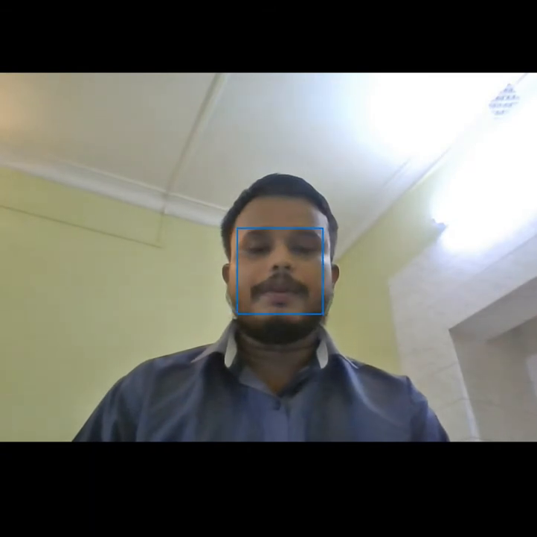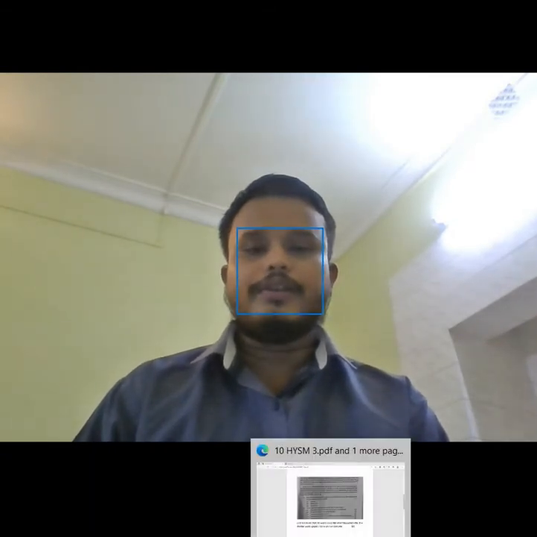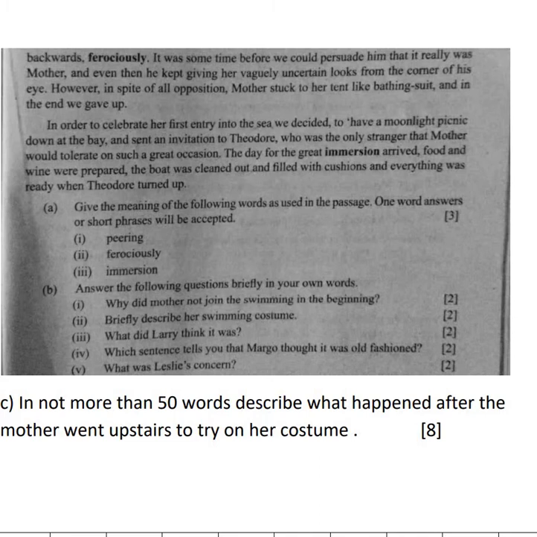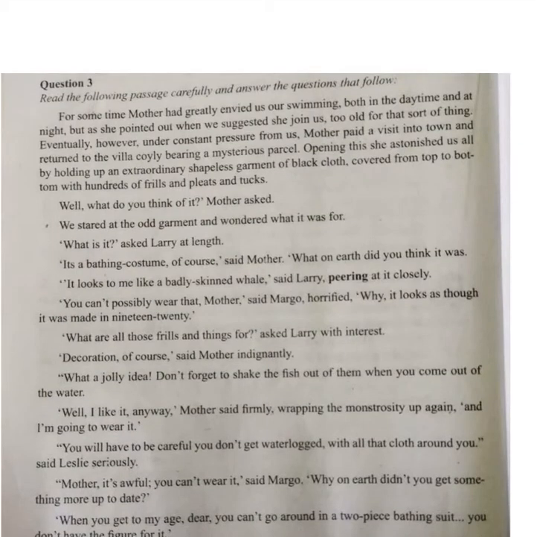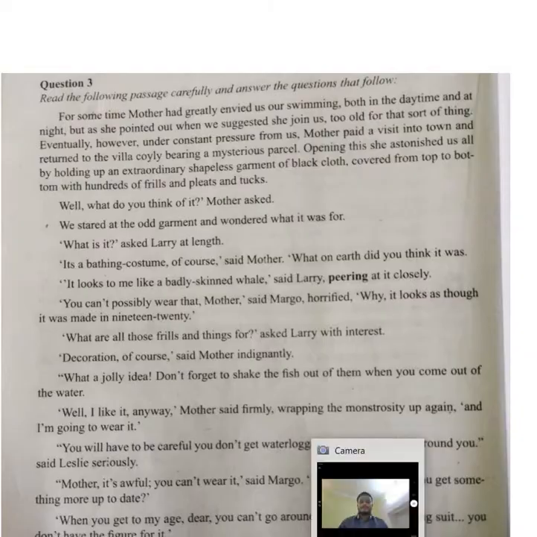So the first thing that we will do today is your comprehension part. Now the comprehension that we will do today is this one. We shall first be reading this one, and then we shall be discussing the question answers and how to do it.